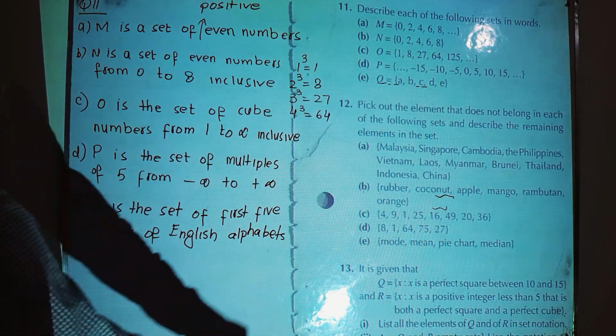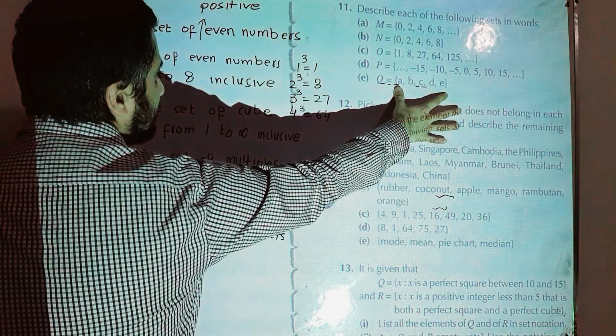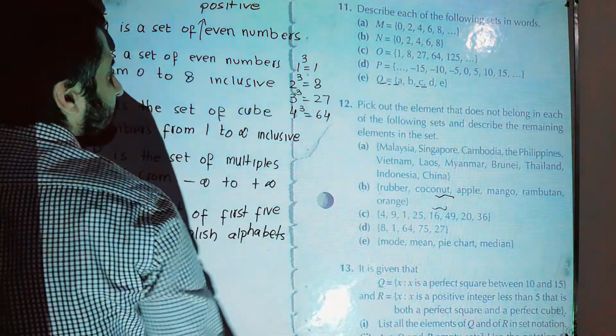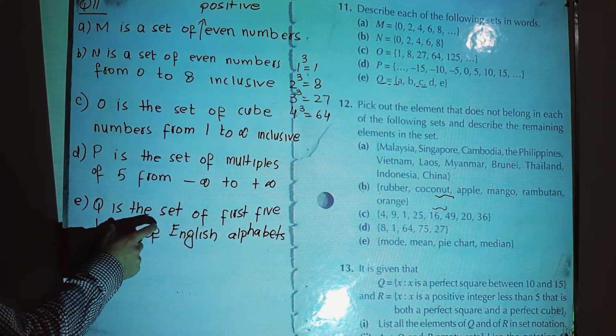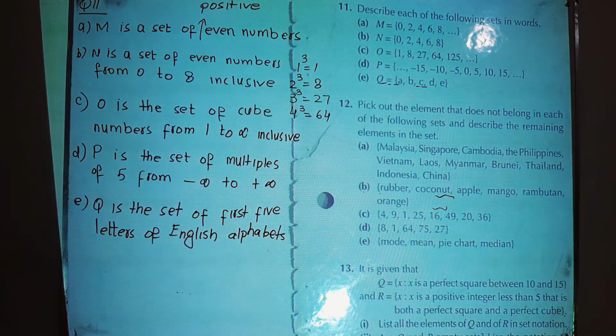Q. We have got A, B, C, D, E. So these are the first 5 letters of the English alphabet. So Q is the set of first 5 letters of the English alphabet. This is the answer for question number 11.